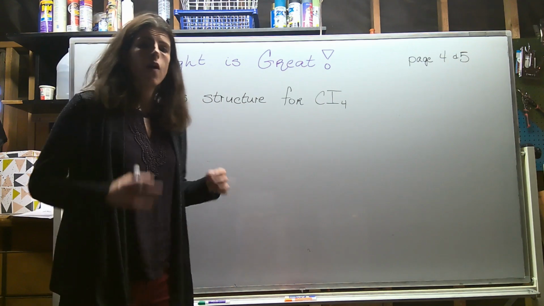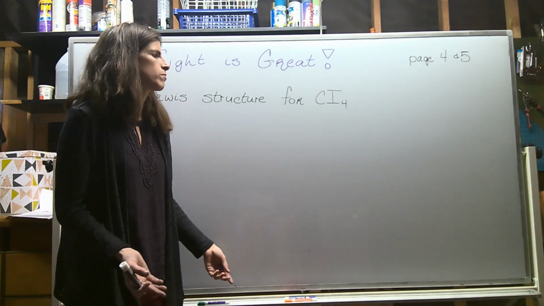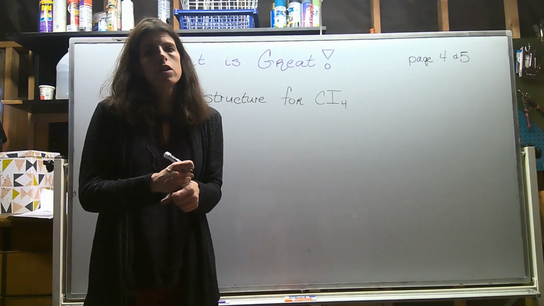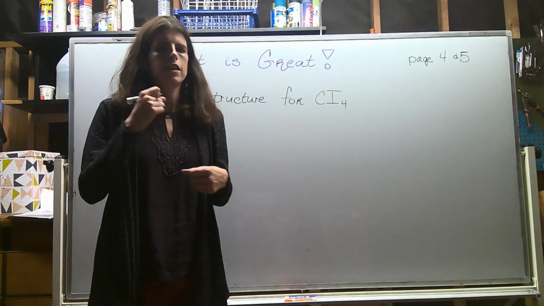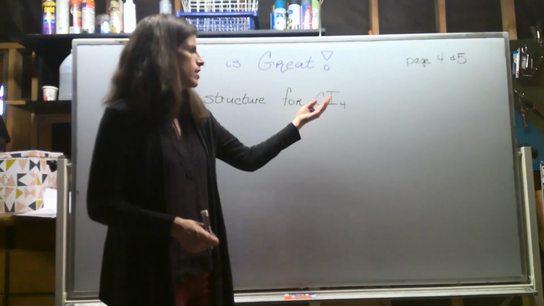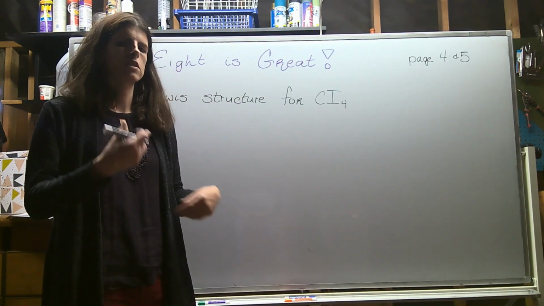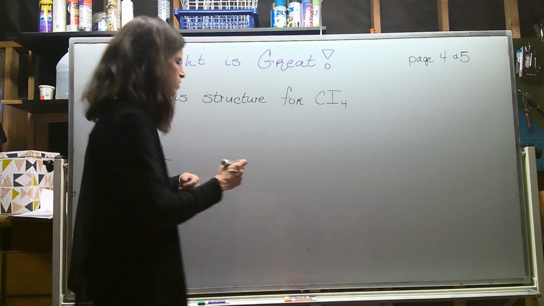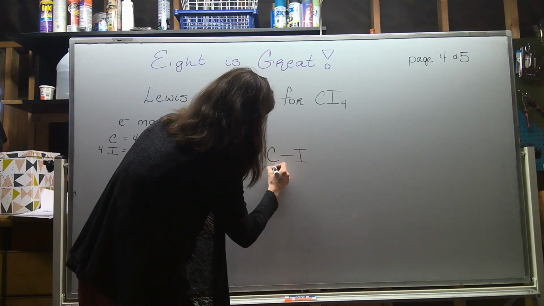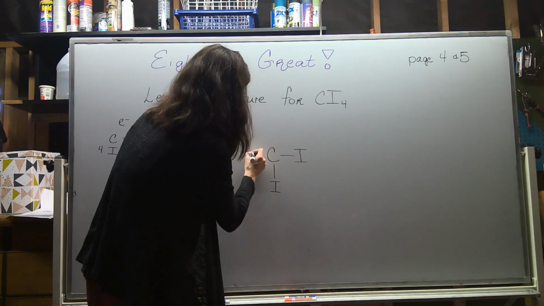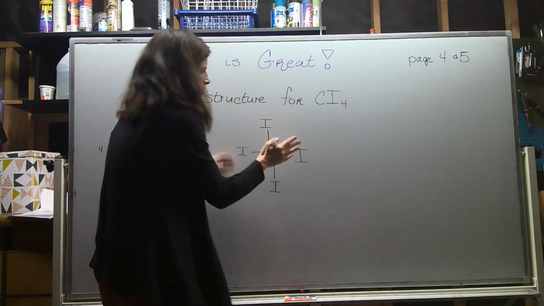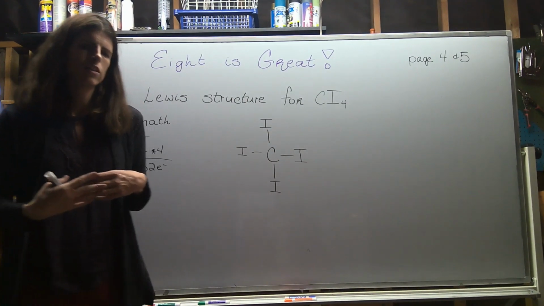So next we need to think about how are things going to be connected in the structure. The rule of thumb is that you want to put the atom that's best at sharing, so the one that's least electronegative, in the middle. Carbon is a great candidate. Carbon is to the left of the iodine, which means it's going to be less electronegative as well. So carbon goes in the middle, and I'm going to connect the 4 iodine atoms to that central carbon. At this point, I have what's known as a skeletal structure.